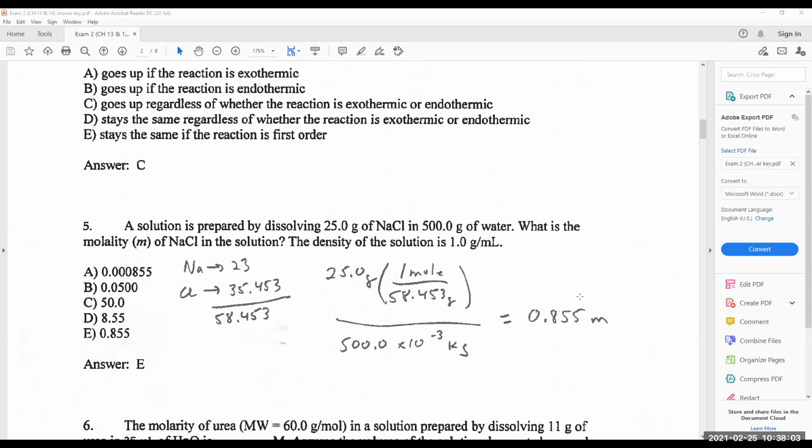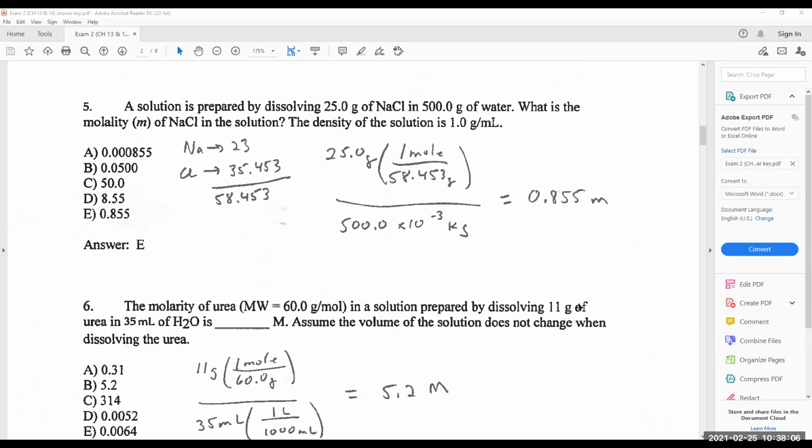Number 5, we're told that a solution is prepared by dissolving 25 grams of sodium chloride in 500 grams of water. And then we're asked, what's the molality of the sodium chloride in the solution? So the key here was you needed to remember that molality is moles of solute divided by kilograms of solvent. So to get moles of solute, you needed to calculate the molecular weight of sodium chloride, and that's 58.453. And then use that to convert the 25 grams to moles.